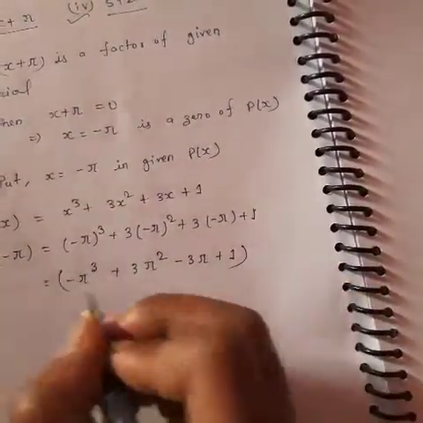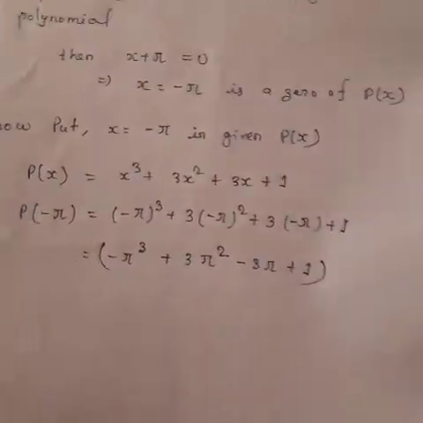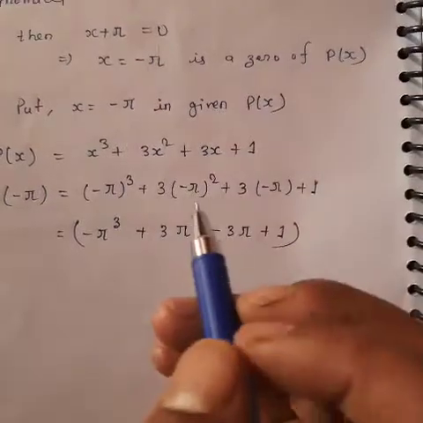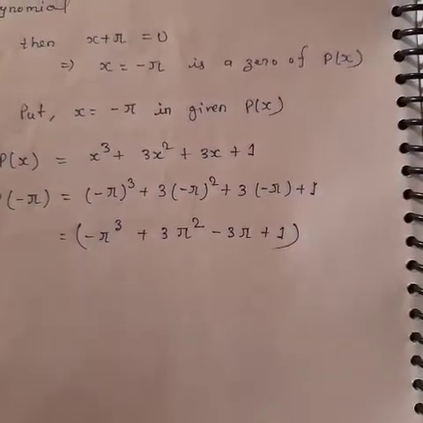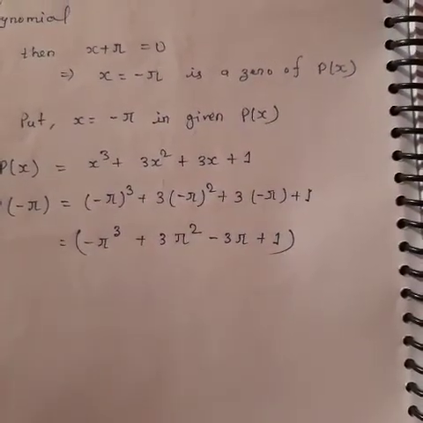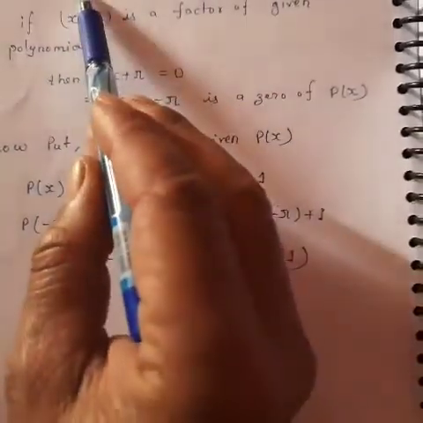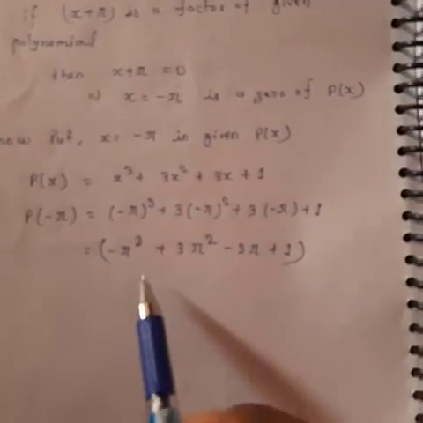So you can see all these terms are unlike terms. Therefore this is the remainder. So whenever we divide the given polynomial by x plus pi, we will find this as the remainder.